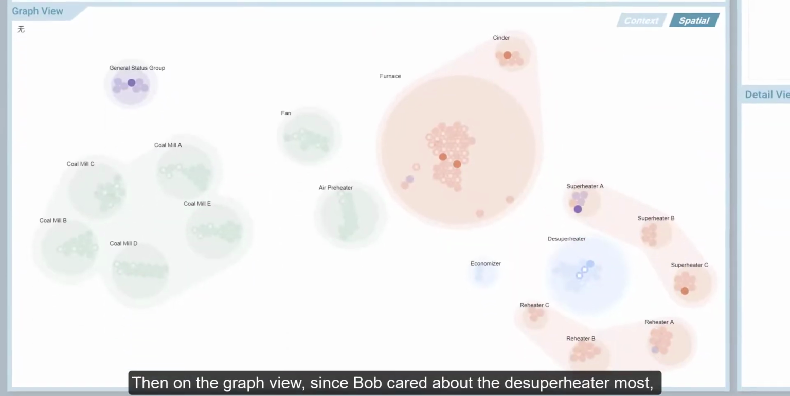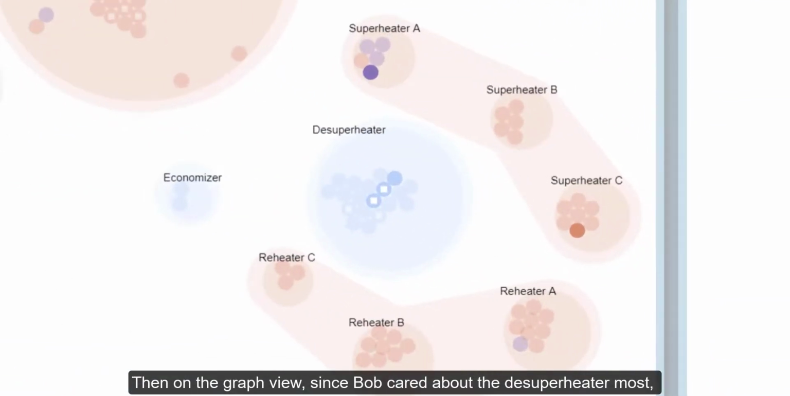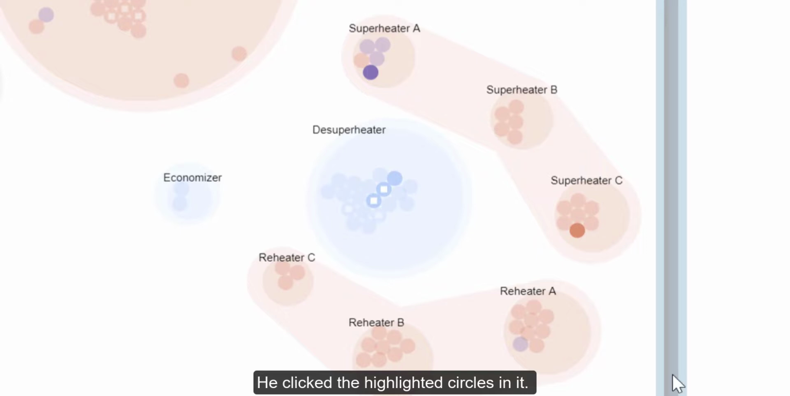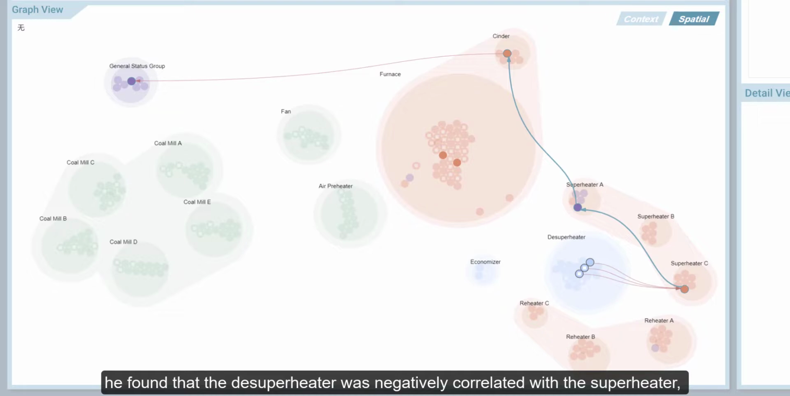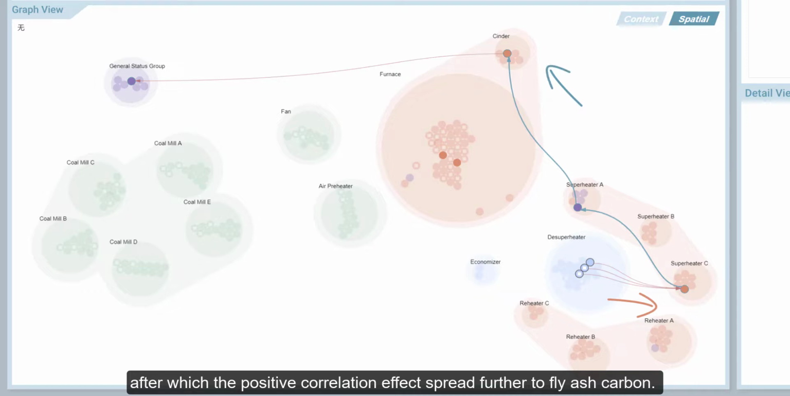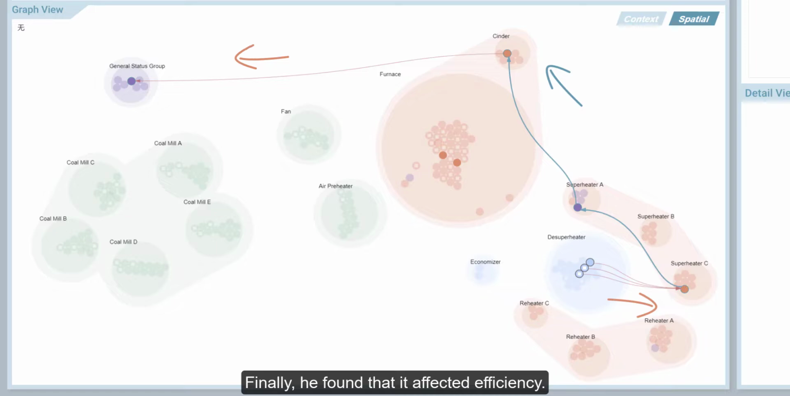Then on the graph view, since Bob cared about the desuperheater most, he clicked the highlighted circles in it. Through the color links, he found that the desuperheater was negatively correlated with the superheater, after which the positive correlation effect spread further to fly ash carbon. Finally, he found that it affected efficiency.